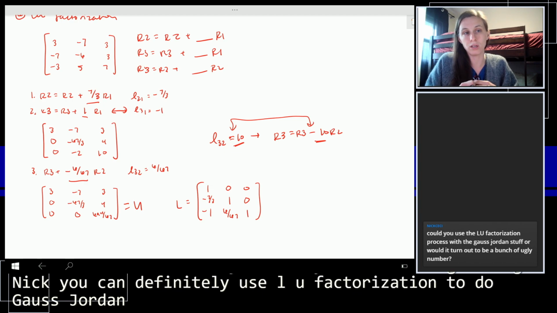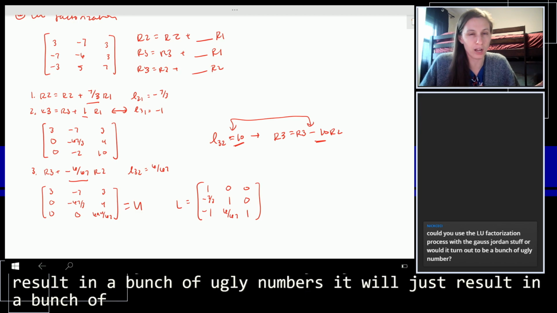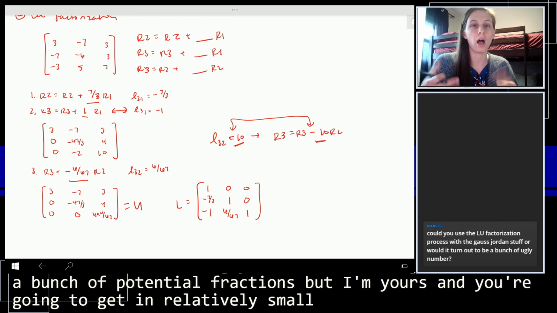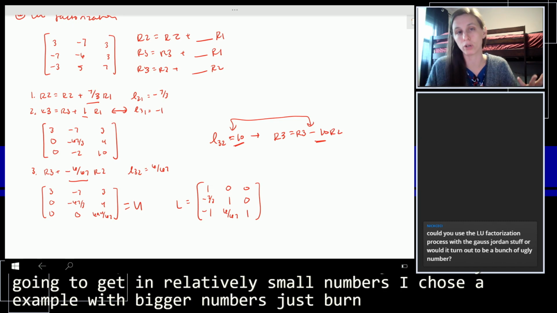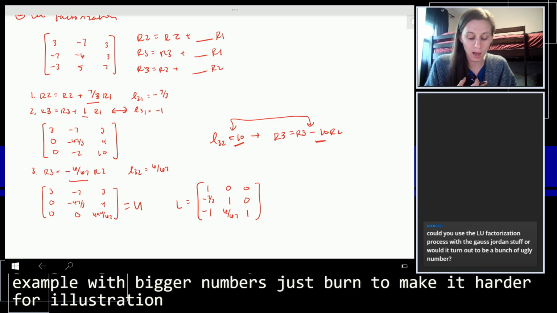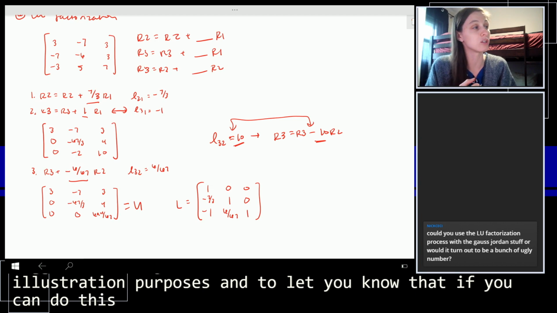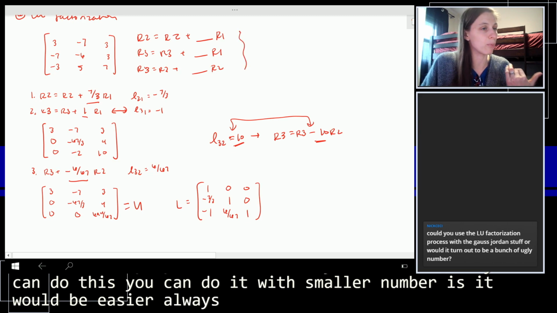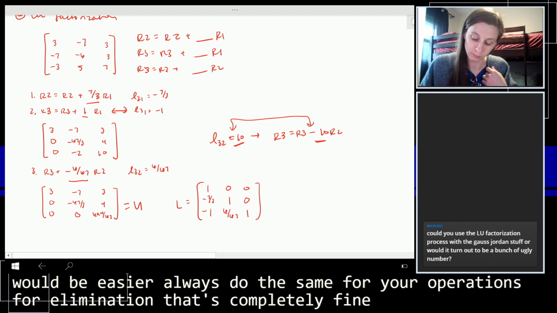Nick, you can definitely use LU factorization to do Gauss-Jordan. It wouldn't result in a bunch of ugly numbers, just a bunch of potential fractions. But on your exam, you're going to be given relatively small numbers. I chose an example with bigger numbers just to make it harder for illustration purposes, and to let you know that if you can do this, you can do it with smaller numbers. It'll just be easier. But you can absolutely always do these same 3 row operations for Gauss elimination. That is completely fine. Not a problem.